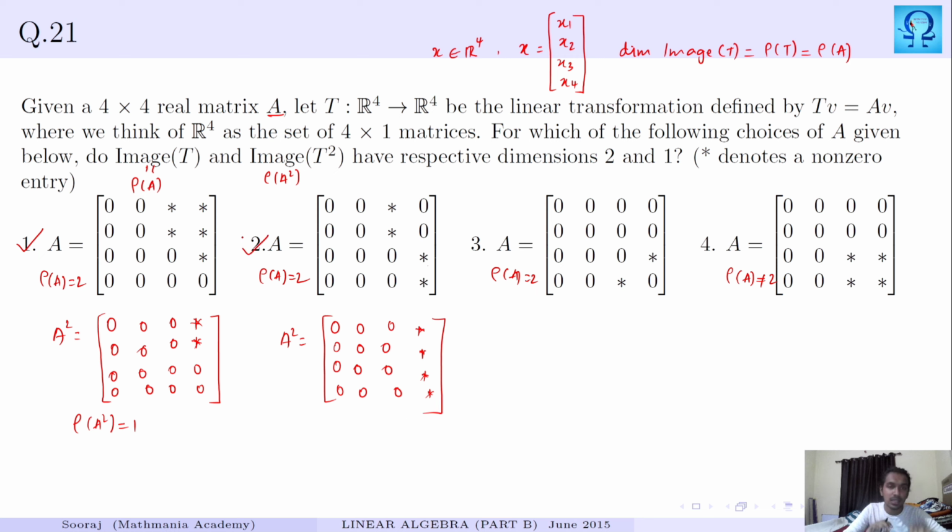If you check the key answer of this particular year, you can note that options 1 and 2 are given to be right by the CSIR people itself. Similarly, you can calculate A square for the third and fourth options that do not have rank 1. It is not 1.